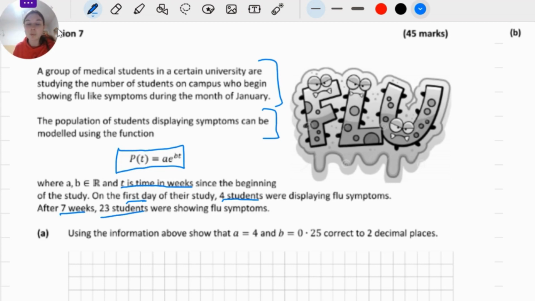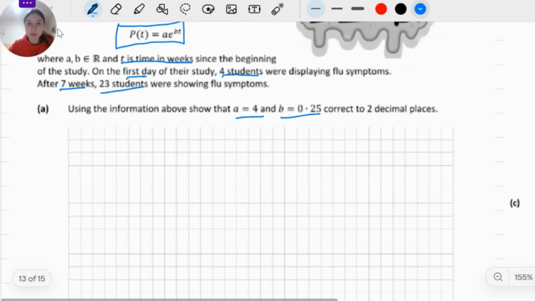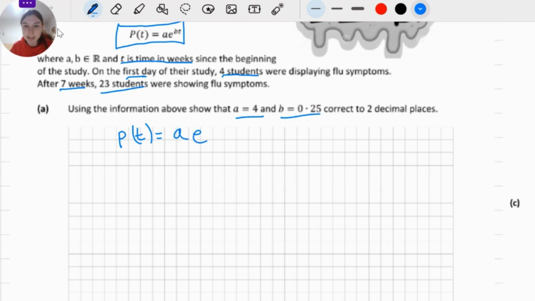Okay. What we're now going to do is, part A is saying use this information to show that A is equal to 4 and B is equal to 0.25. Well, let's just write down our formula that we were given. P of T equals A E to the B T. But we are given some information here. We know that on the first day there's 4 students. What's the time on the first day? How many weeks have passed? 0. So the time is going to be 0. So when time equals 0, students equals 4.